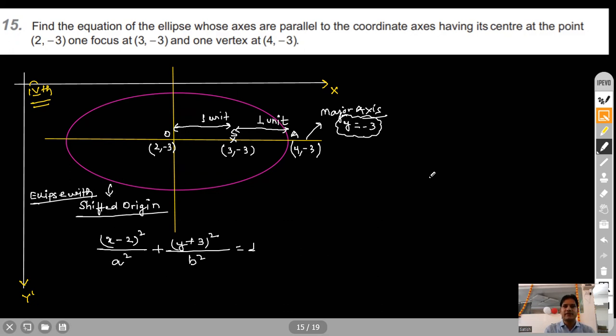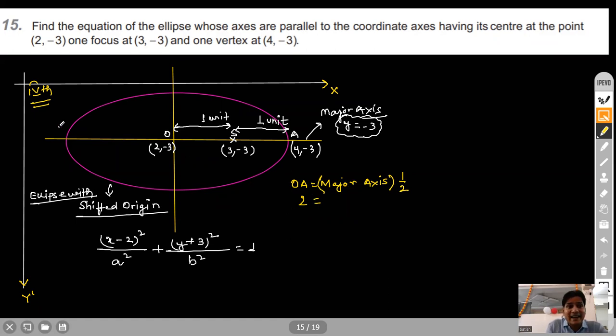So what can we conclude from here? This OA is the major axis. And what is this distance OA? This will be 2, right? This 1 unit plus 1 unit will be equal to 2. Okay, basically it is not the major axis, it is the semi-major axis, or you can say half of major axis.